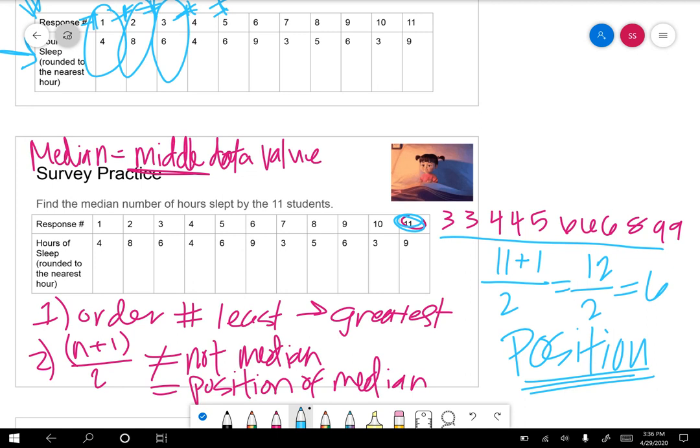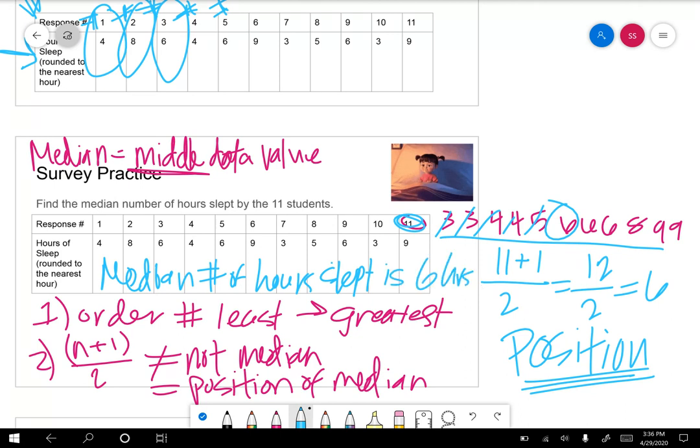So in other words, it's the 6th number in. So 1, 2, 3, 4, 5, 6. Okay, it happens to be both the position number and the median value number in this case, but it definitely won't usually be. Okay, so median number of hours slept by these 11 students is 6 hours. Pretty good amount. Okay, so again, median is basically just the middle data value, but you have to order your numbers least to greatest.